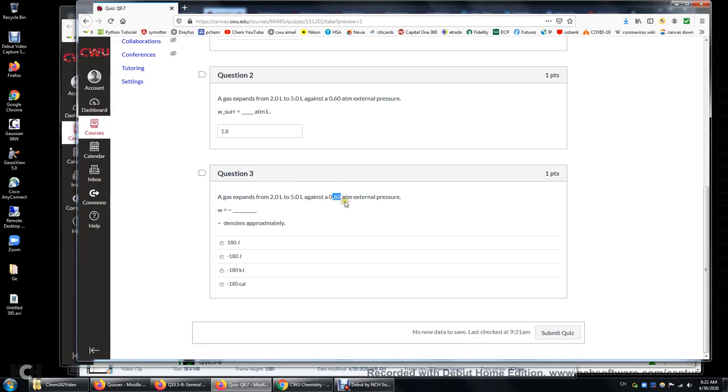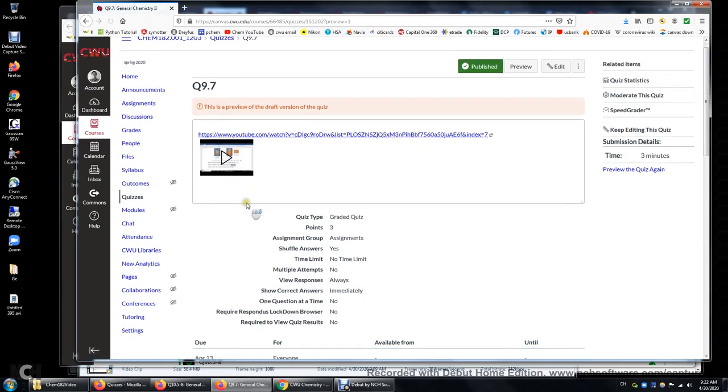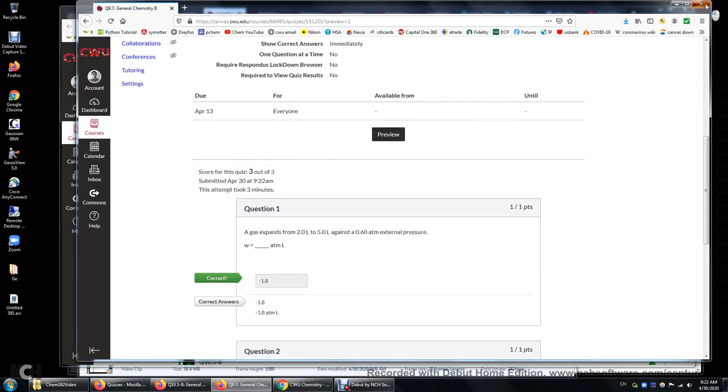And then over here, we need to convert ATM to pascals. 1 ATM is 10 to the power of 5 pascal. So the answer is going to be roughly 180 joules. But don't forget this. The gas expands. It's doing work to its surroundings, therefore work is negative. So negative 180 joules. Here's a trick. 1 ATM times 1 liter is roughly 101 joule or 100 joule. Alright, 3 out of 3, so we're done with this.